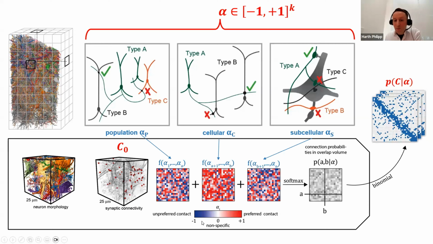we call them specificity parameters. These are the alpha parameters. Currently, they are on a scale of -1 to +1, with -1 indicating repulsion or unpreferred contacts between these two sites in the overlap volume, and +1 a preferred or attractive contact between these volumes.